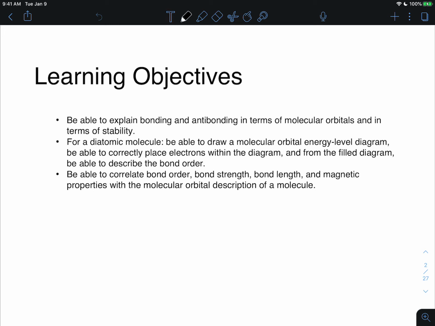We should also be able to form period 2 diatomics, either homonuclear or heteronuclear, so either one atom type or two atom types, and you should be able to draw their molecular orbital energy level diagram. Once you've drawn that, you should also be able to correctly place electrons within there, and from your filled diagram, determine the bond order. And within our molecular orbital description of a molecule, we should be able to correlate it with bond order, bond strength, bond length, and magnetic properties of that molecule.